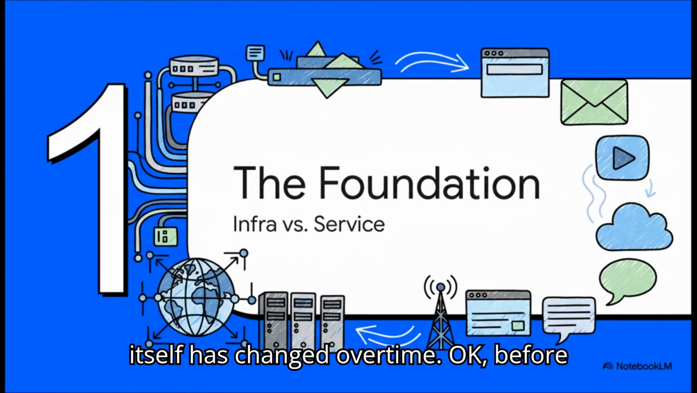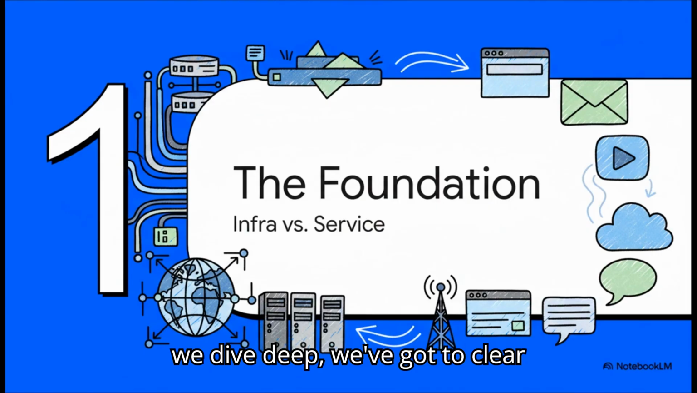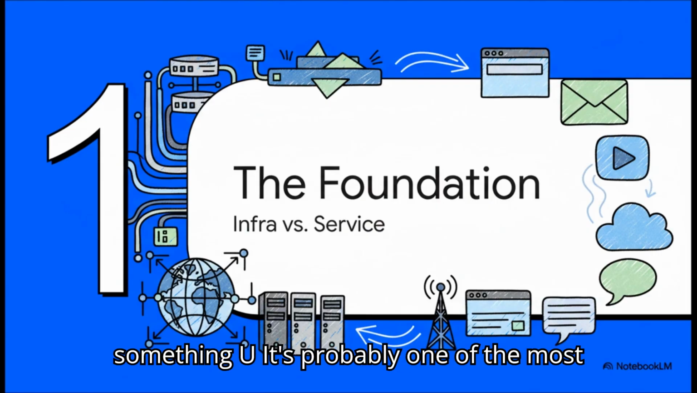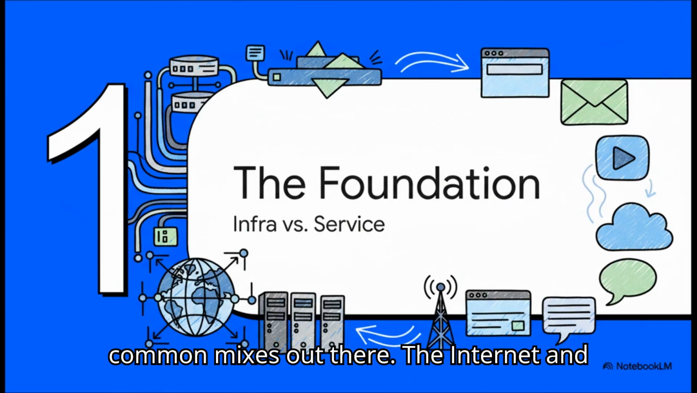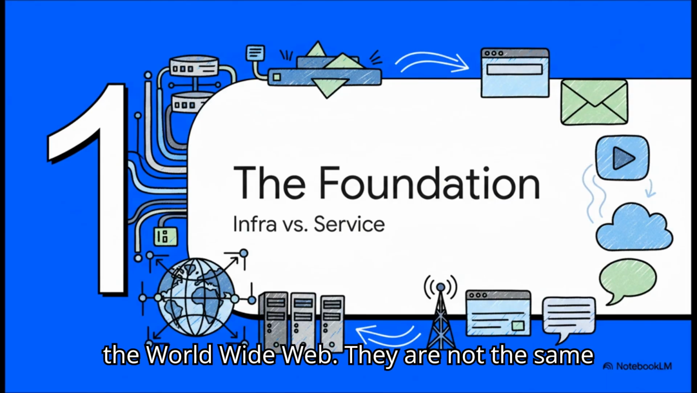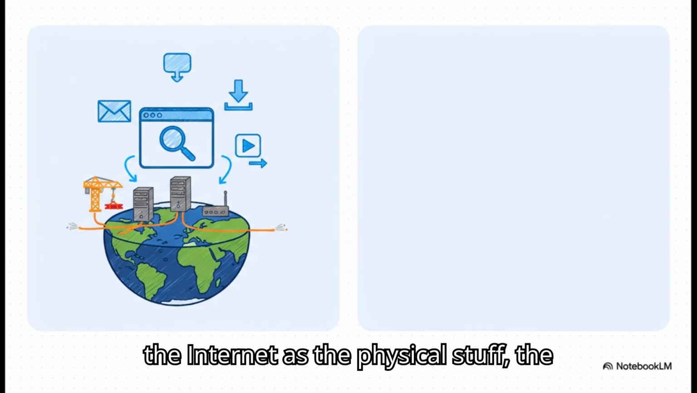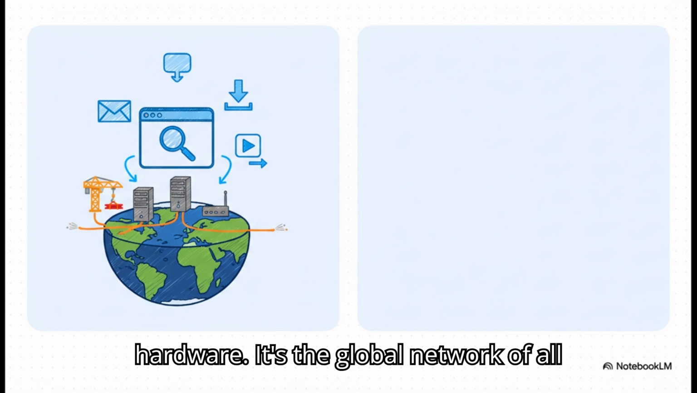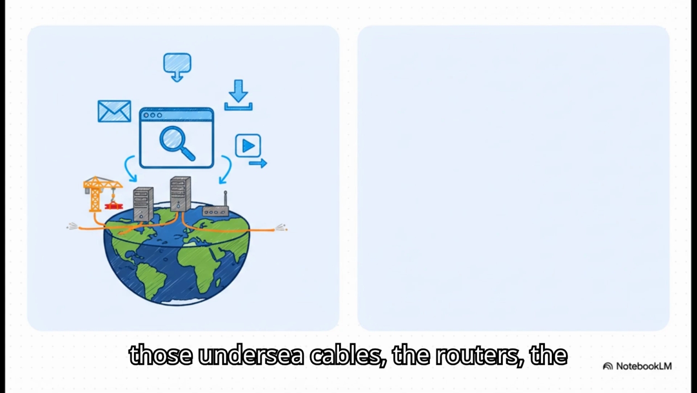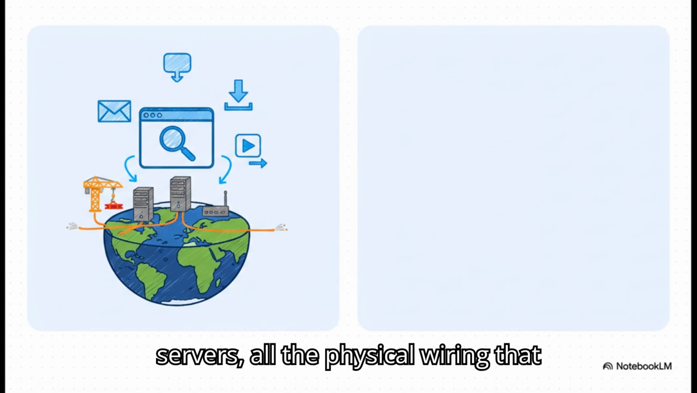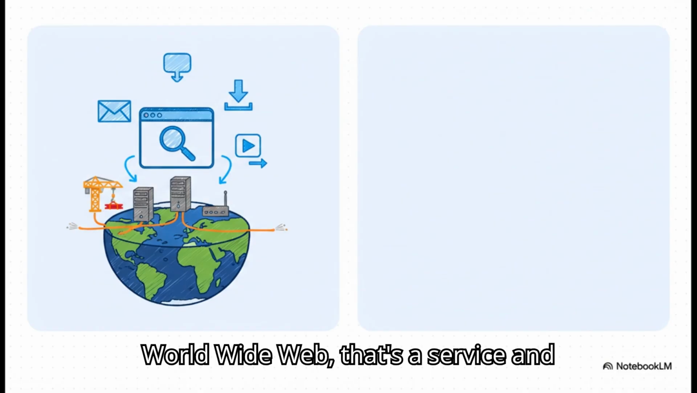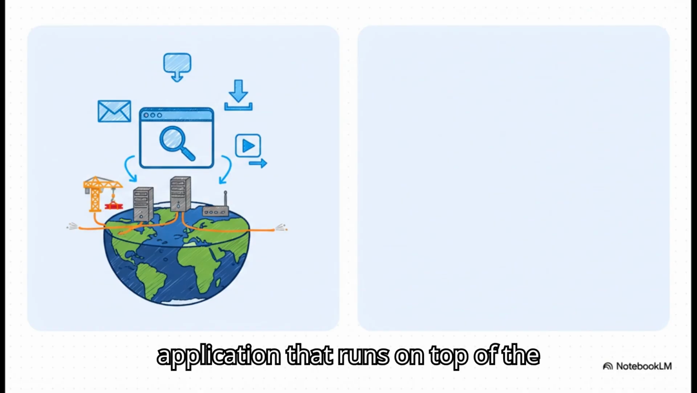Okay, before we dive deep, we've got to clear something up. It's probably one of the most common mix-ups out there. The internet and the World Wide Web. They are not the same thing. So let's break that down. Think of the internet as the physical stuff, the hardware. It's the global network of all those undersea cables, the routers, the servers, all the physical wiring that connects everything together.